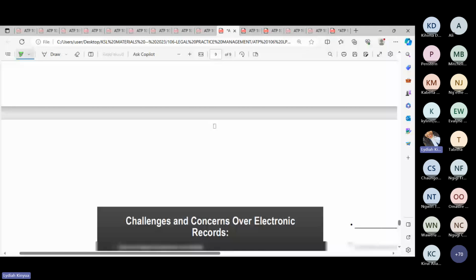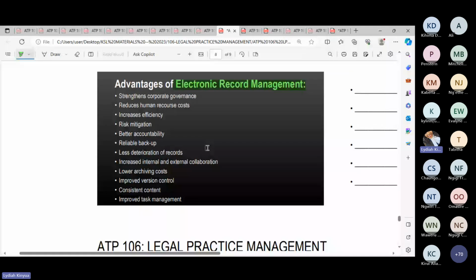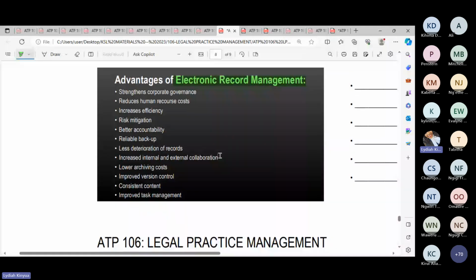Yeah, this will equally be examinable: electronic record management, because in the face of ICT, you will need to look at advantages of electronic record management. Number one, it strengthens corporate governance, reduces human resource. Like you don't need 1,000 people at the registry to check files for you. You can easily check from your desk. Equally it increases efficiency because you don't have any room for errors. It's computerized. Risk mitigation: you can't lose a file easily.